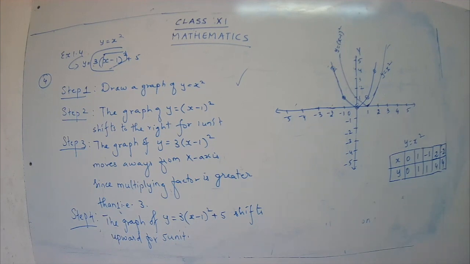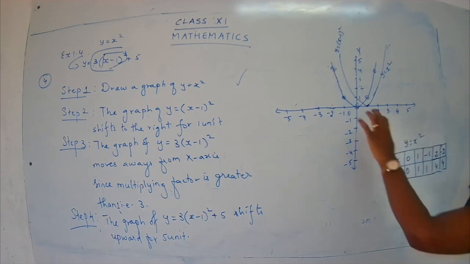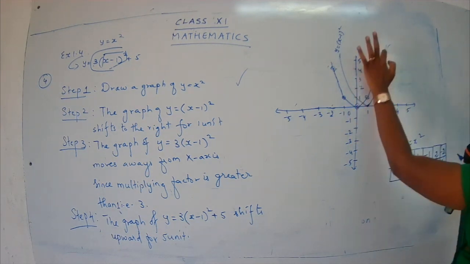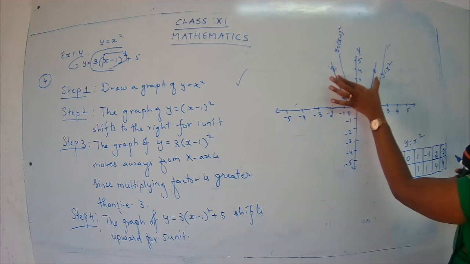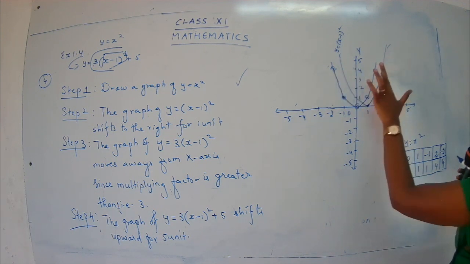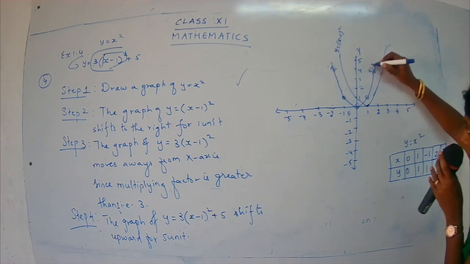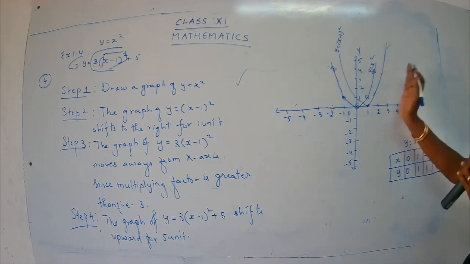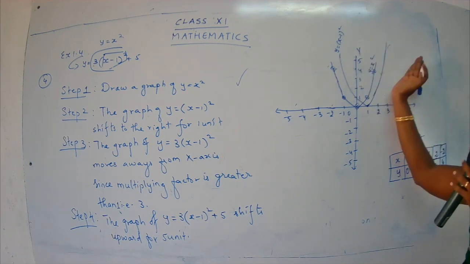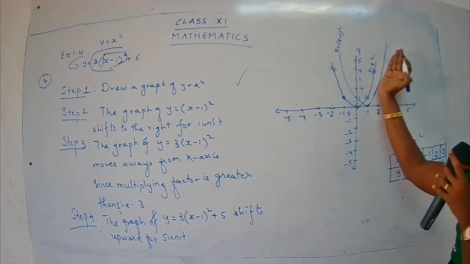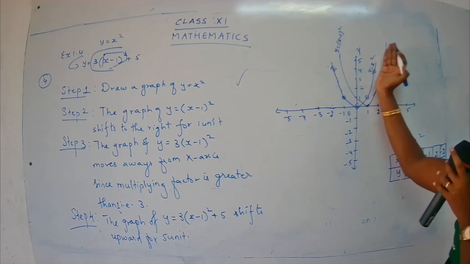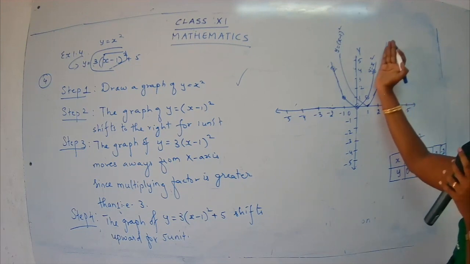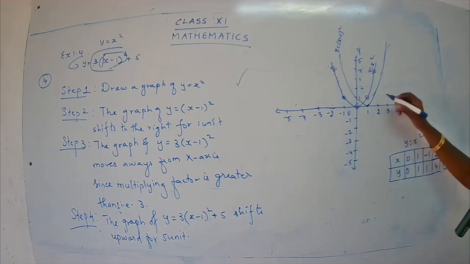The graph of y is equal to 3 times x minus 1 the whole square moves away from the x-axis. See, we have a graph over here. This is the x square graph. I'll put here inside y is equal to x square, since this is confusing. So we have got a new graph over here, y is equal to x minus 1 the whole square, yes. Now this graph is going to move away from the x-axis, approximately somewhere here.